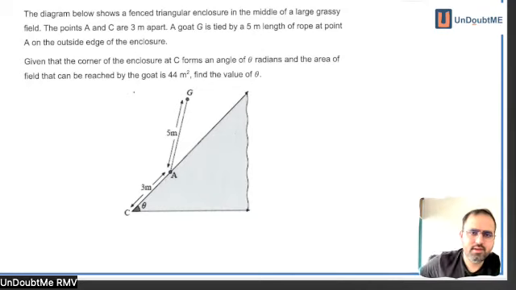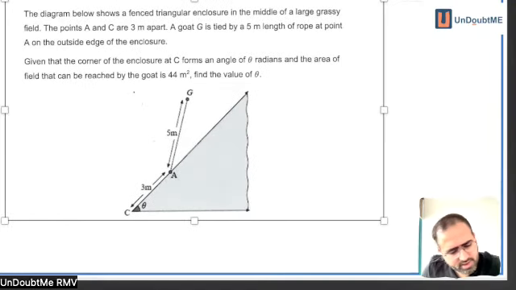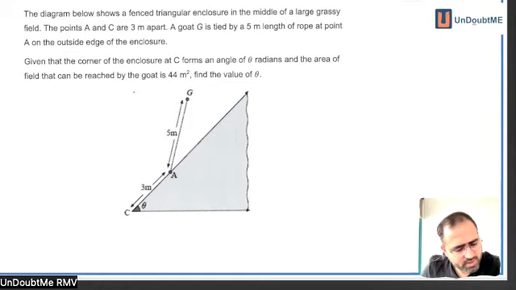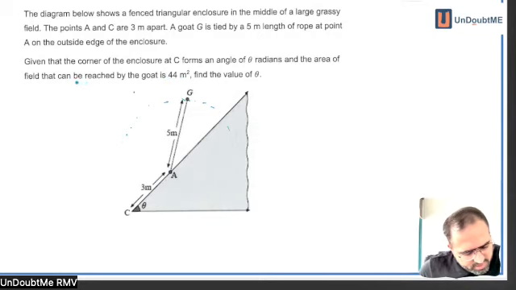Okay, like this is a triangular enclosure. So let's say there's no triangular enclosure, then the goat can eat everything in this circular radius. That is the obvious thing. Now you have to understand one thing, that the grassy part is only this triangular part. They have given that the area that can be reached by the goat is 44 meter square. So if the goat has to eat grass, the goat will definitely go like this only.